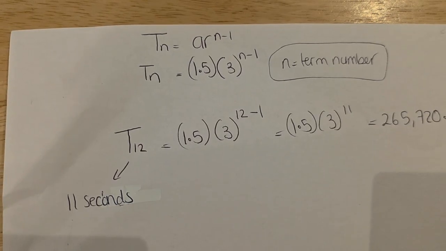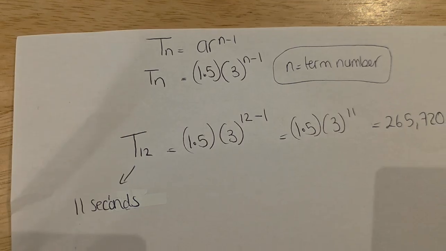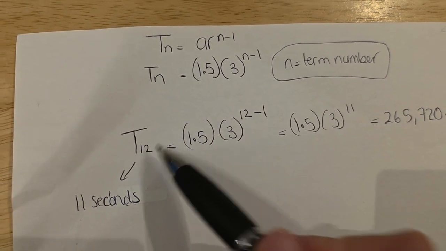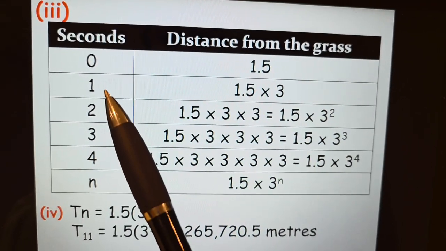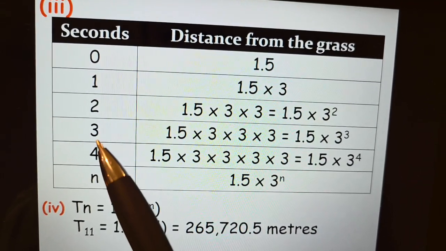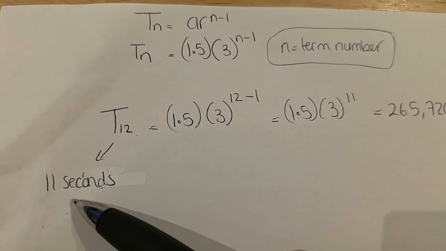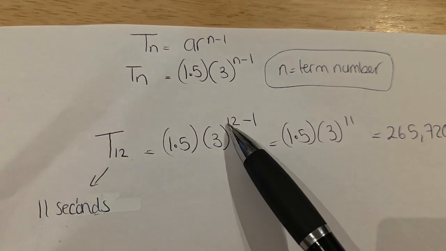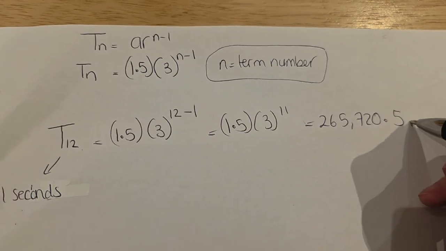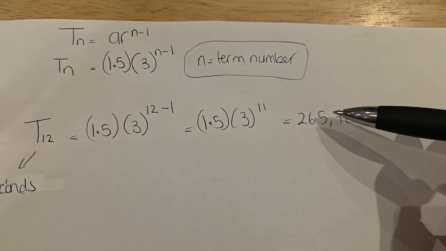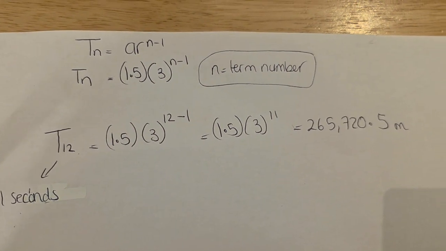So for part 2, when it said, what distance would the balloon be from the grass after 11 seconds? Well, after 11 seconds, I'd be looking for term 12. And why? Because remember, term 1 was 0 seconds, term 2 was 1 second, term 5 would be 4 seconds, okay? So term 12 would be after 11 seconds. So now I sub 12 in instead of n, and I get out the same answer, okay? So that's the distance that the balloon would be away from the grass after 11 seconds, which was term 12. So you could do it that way as well.